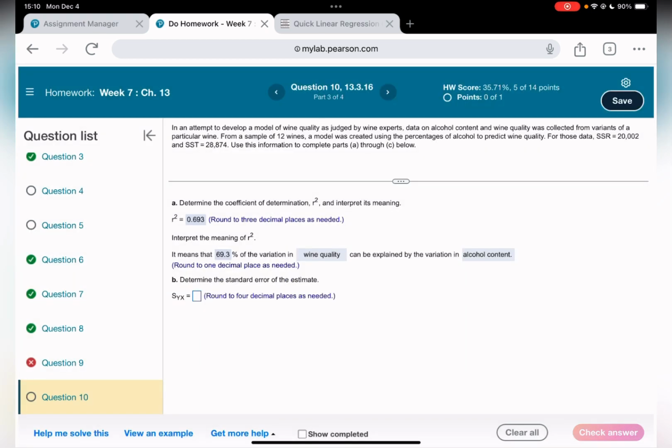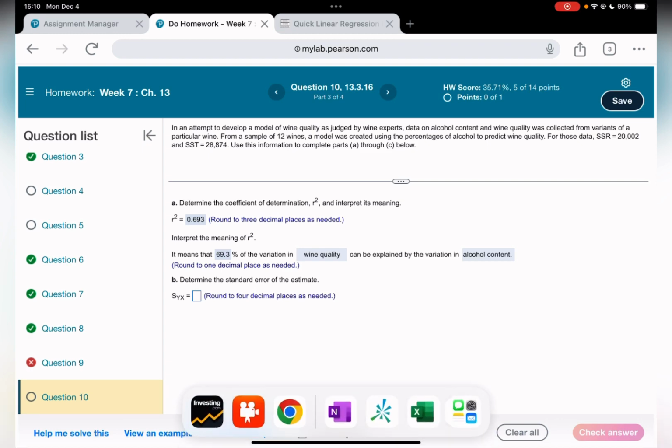Excellent. Moving to B, we need to find B. Let's see what we need to do there. Determine the standard error of the estimate, SYX. Standard error of the estimate, SYX.